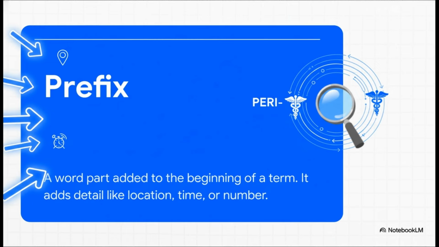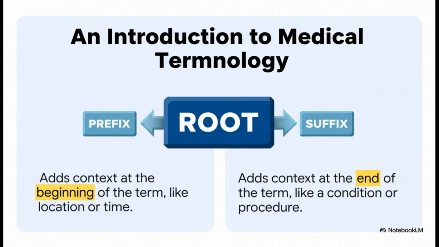On the other end of the word, we have the prefix. This part, you guessed it, is added to the beginning of a term. It adds another layer of detail, like location, a number, or time. For instance, the prefix peri, that's P-E-R-I, means around or surrounding. It just gives us more specific information about the root. So, the crucial thing to remember is that both prefixes and suffixes modify the root, just from different ends. The prefix adds context at the beginning, and the suffix adds context at the end. It's actually a very logical system when you see it laid out.